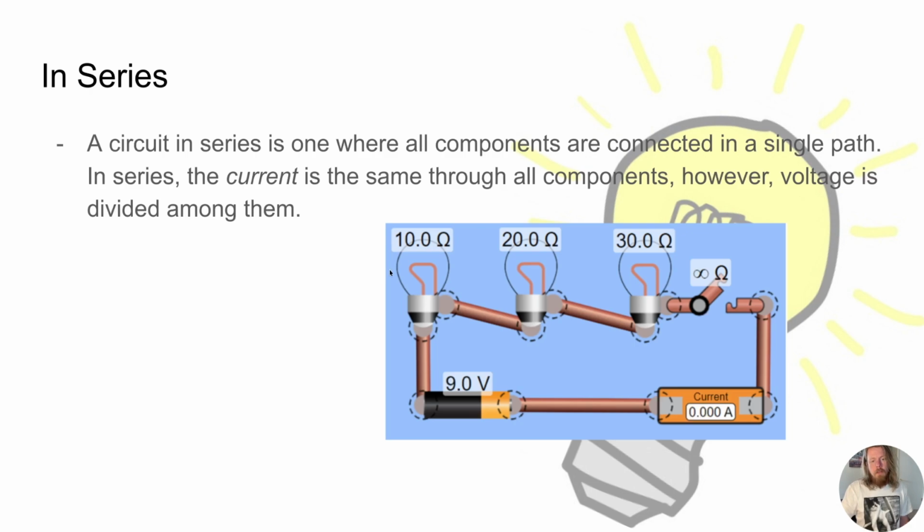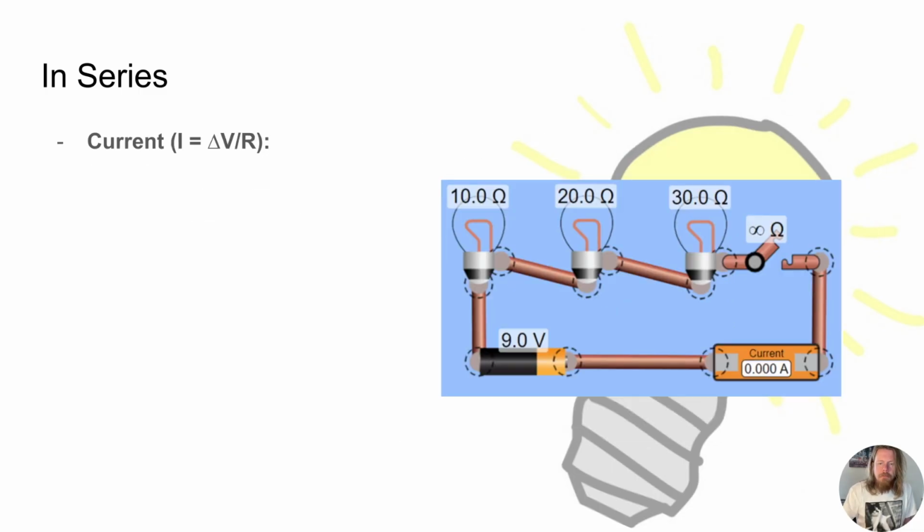So from our assignment, this is an in-series circuit here: a 9-volt supply with a 10, 20, and 30 ohm light bulb. These will all have the same current traveling through them, but the voltage across each of these light bulbs will be different. So we can do the math with the equations that we had at the beginning.